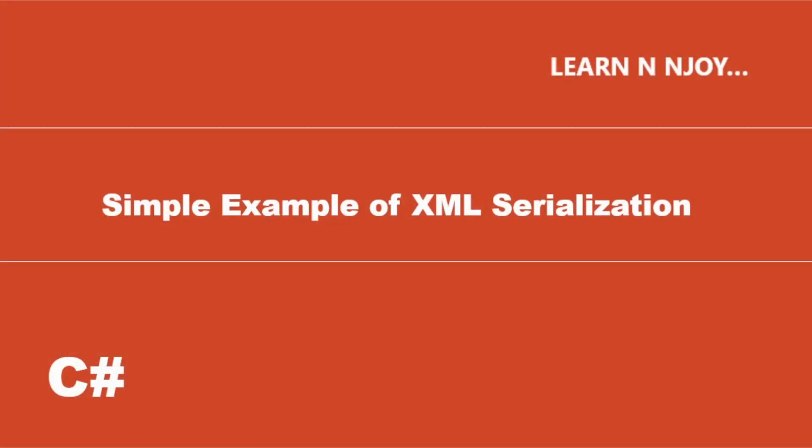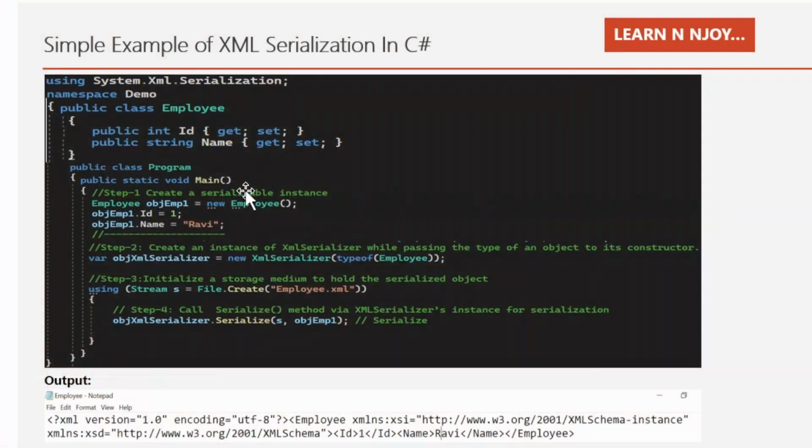Simple example of XML serialization. Here we are going to see one simple example of the XML serialization process in C#. As we need to implement XML serialization, we need to import System.Xml.Serialization. That's why I have imported it over here using System.Xml.Serialization. There is a namespace Demo. Under that we have 2 classes, the Employee class and the Program class. The Employee class has 2 auto-implemented public properties, ID and Name. The Program class has a Main method that is the entry point of the application. As we discussed earlier, implementation of XML serialization is a 4-step process.